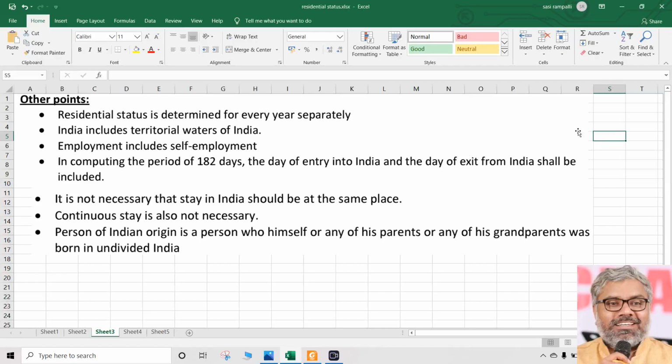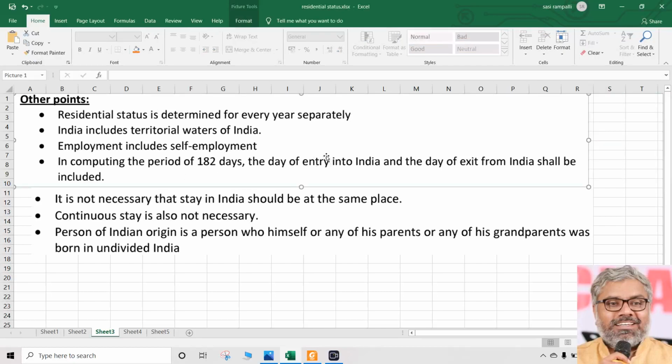Say some engineer is going outside India for an assignment to be done during the previous year. In that case also, they are all self-employed. That also is called as employment. So employment does not mean the way what we normally think. It includes self-employment. It is a clarification given by CBDT. That is also part of law.